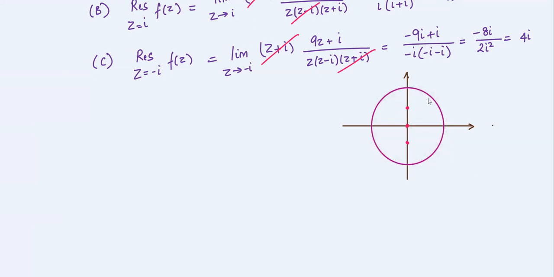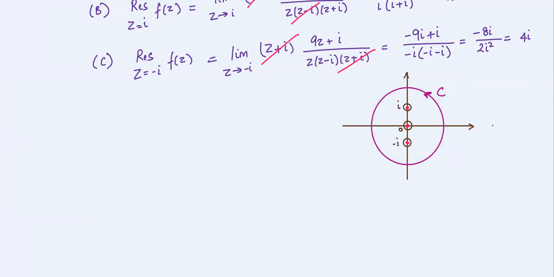So this is the path C, closed path C. Now this has 3 poles. What are the 3 poles? This is 0, i, minus i, 3 poles.